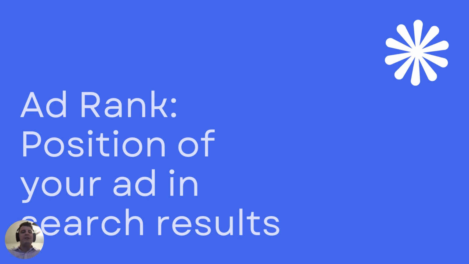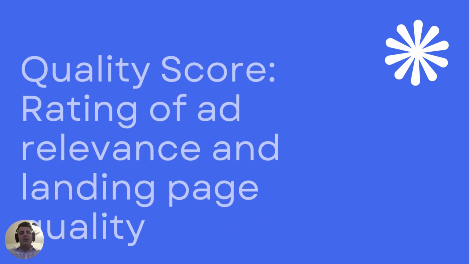Next one is ad rank, the position of your ad in search results. So when you go to Google and serve an ad, it's going to display a few different competitors to you that are also competing against that term. The position that your ad shows up is considered your ad rank.